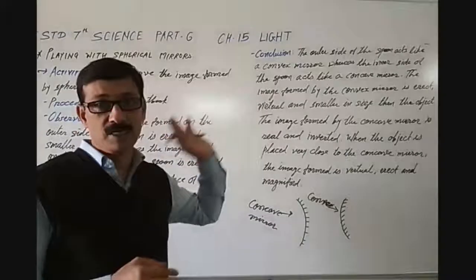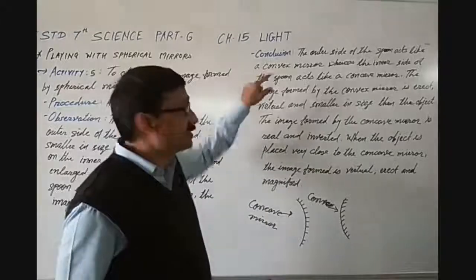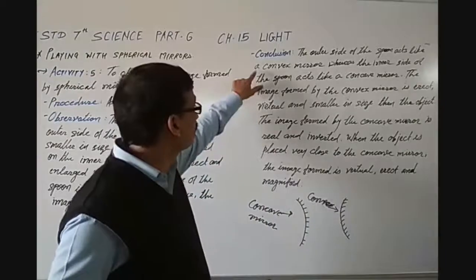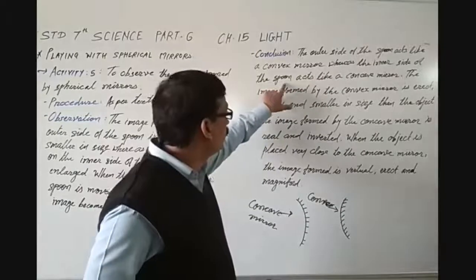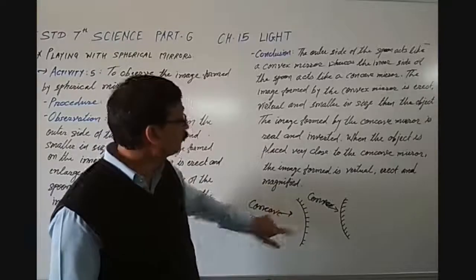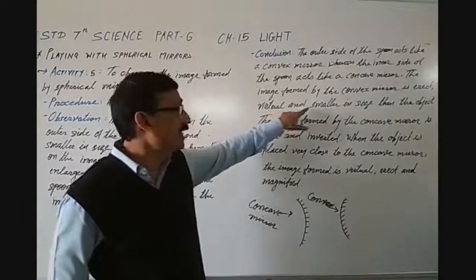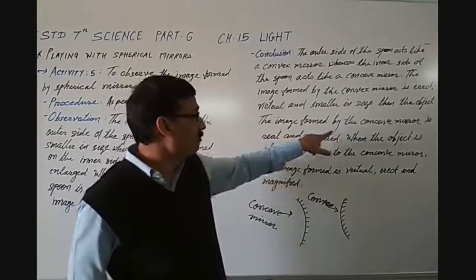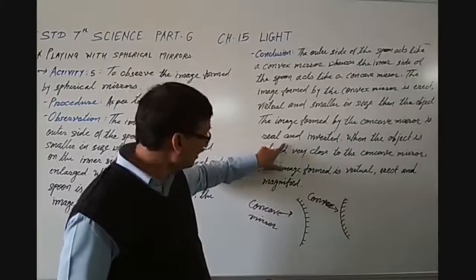And see the conclusion. The outer side of the spoon acts like a convex mirror. This type. Whereas the inner side of the spoon acts like a concave mirror. This type of spoon, inner side. The image formed by the convex mirror is erect, virtual and smaller in size than the object. The image formed by the concave mirror is real and inverted.